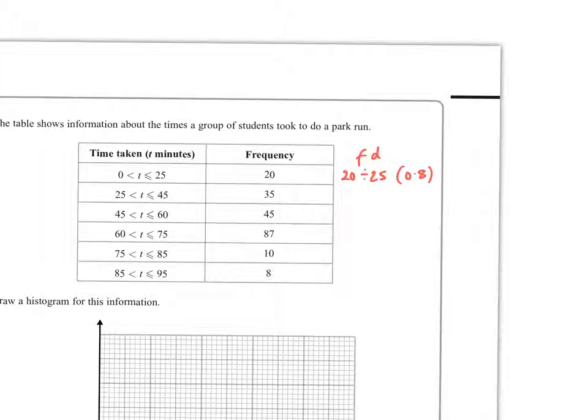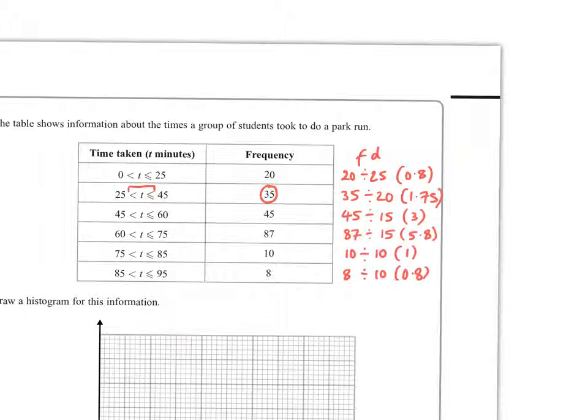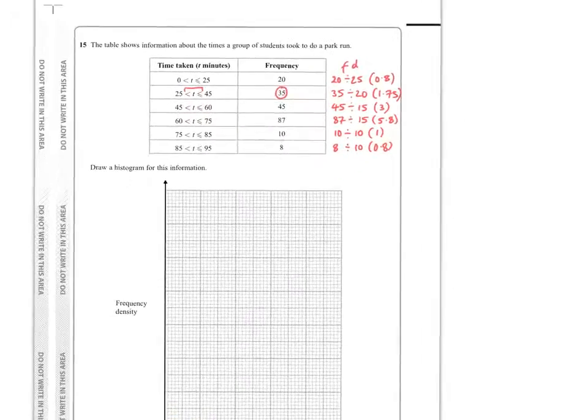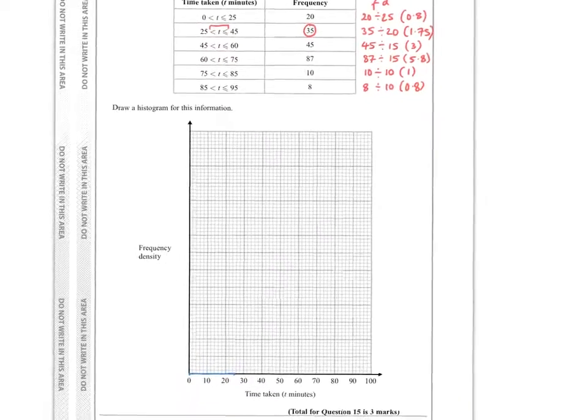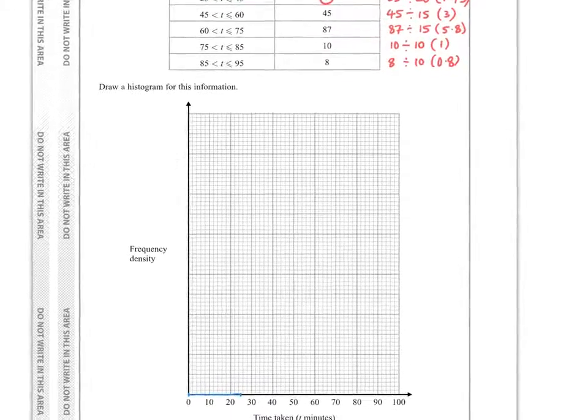So what will the next one be? We want to get an area of 35 for the bar, and we've got an interval here of 20, so we want to do 35 divided by 20. On the calculator, that gives me 1.75. I've finished off the rest for you, and all we have to do now is do a scale on the frequency density axis.